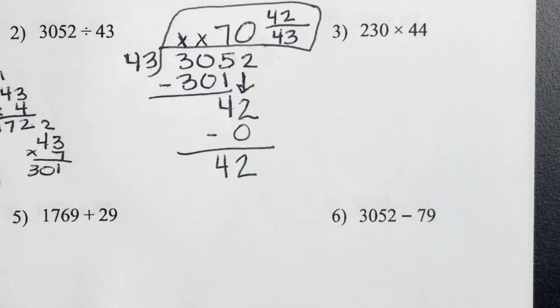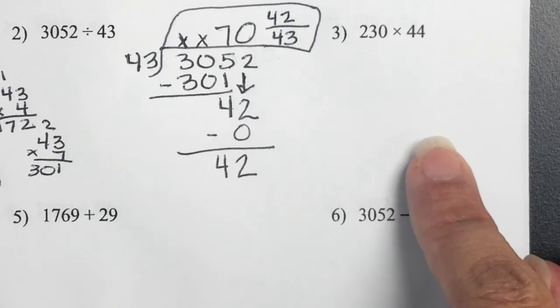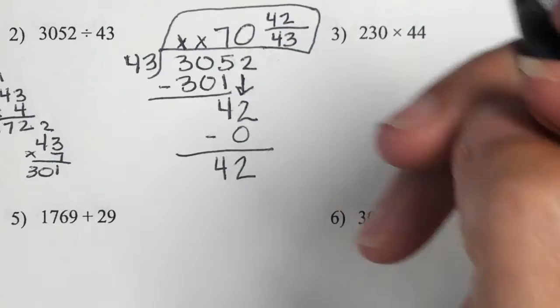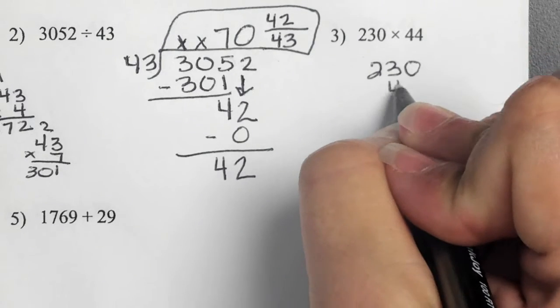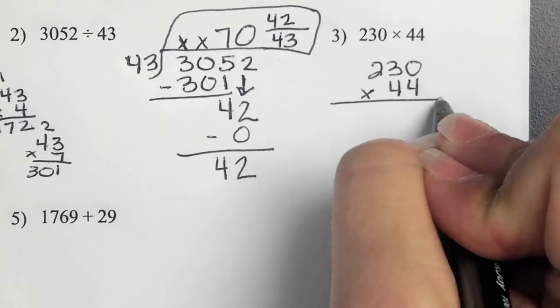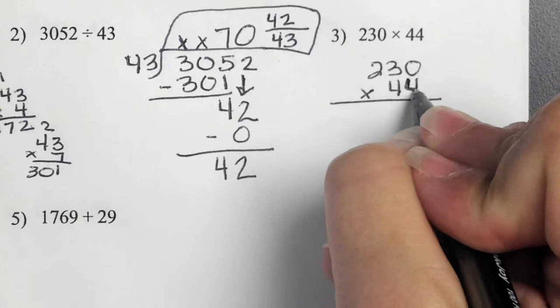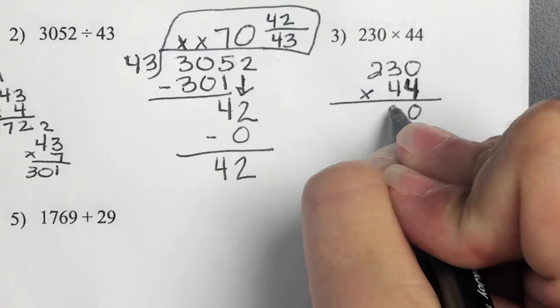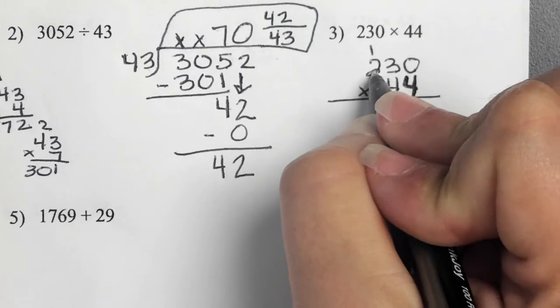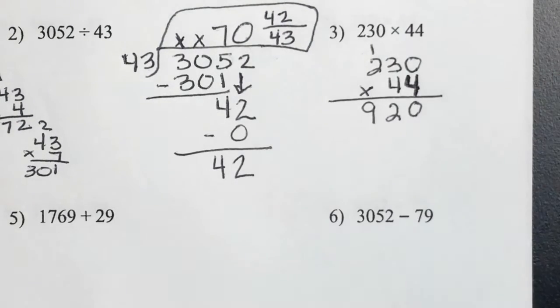I won't lie. Okay, number 3, a good old multiplication. We should be okay on this one. 230 times 44. Here we go. I'm going to start with this 4 right here. 4 times 0 is 0. 4 times 3 is 12. 4 times 2 is 8 plus 1 is 9.